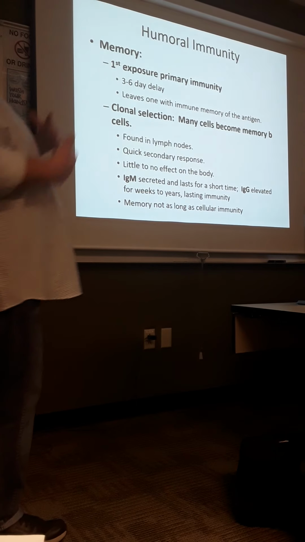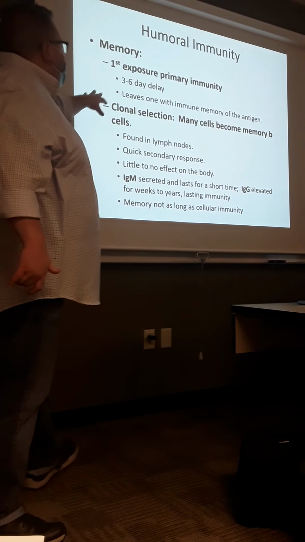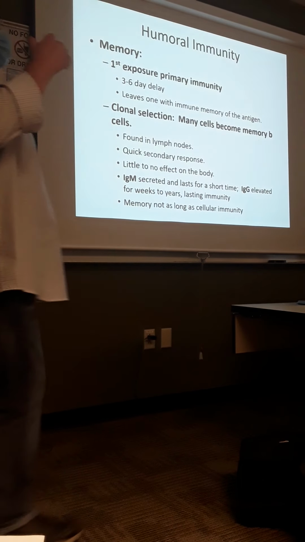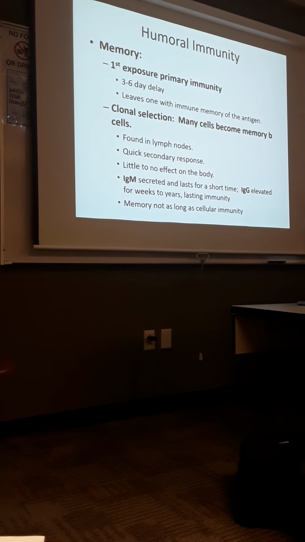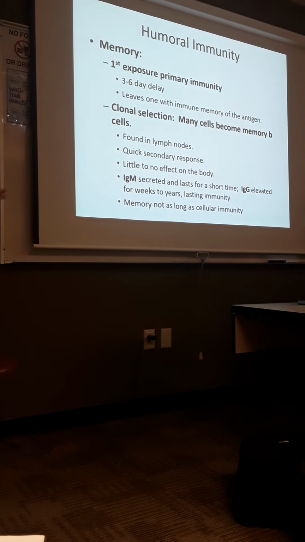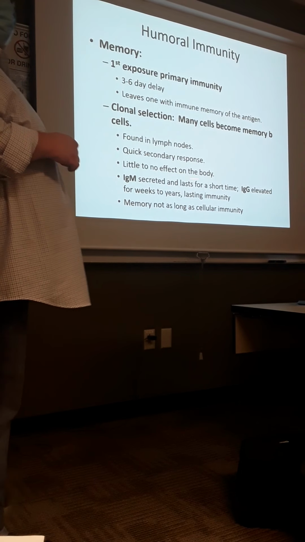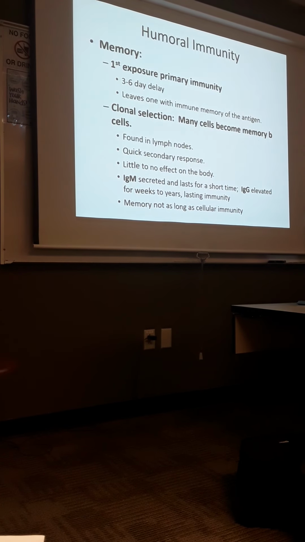Okay? But when you're done being sick, you've defeated the pathogen, it leaves one with a memory of that antigen. Okay? Clonal selection, many cells become memory B cells, and these memory B cells, they're found in the lymph nodes. Okay? They're found in the lymph nodes, which are going to monitor the lymph, they cleanse the lymph, and those antibodies are going to bind antigens as they pass through the lymph node. There's a quick secondary response where there's little to no effect, and this involves IgM and IgG.